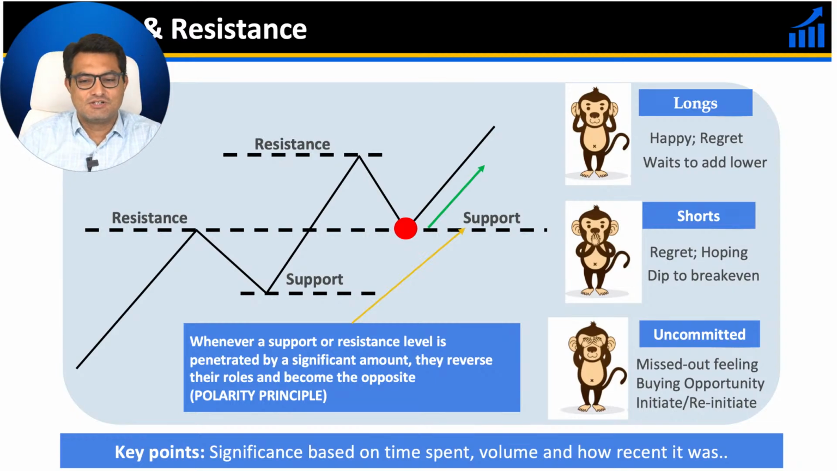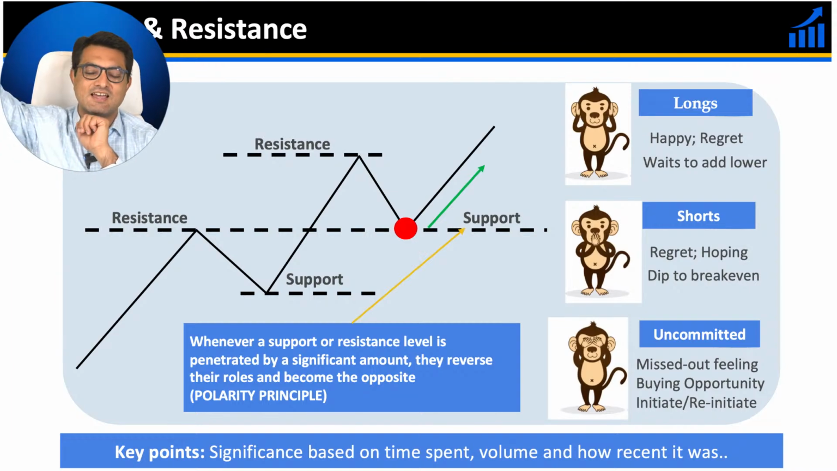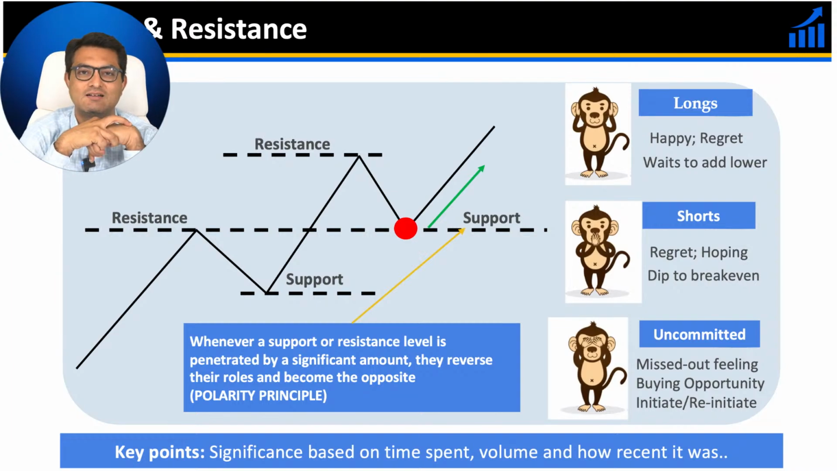Now the short, what does he think? The short says, boss, फंस गए, ये तो गलत decision हो गया. I thought it will go down, but the price is actually going up. So this guy will regret, but at the same time he will be hoping, boss, same price pe दिलवा दो, मैं break even पे, no profit no loss पे निकल जाऊंगा. That is the psychology of the second bandar.